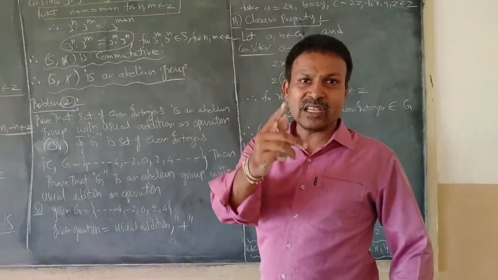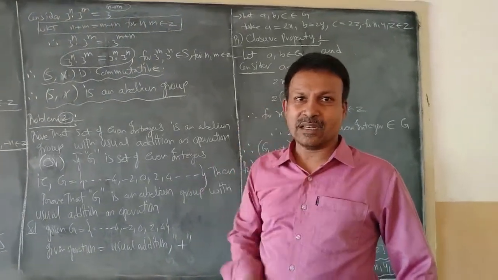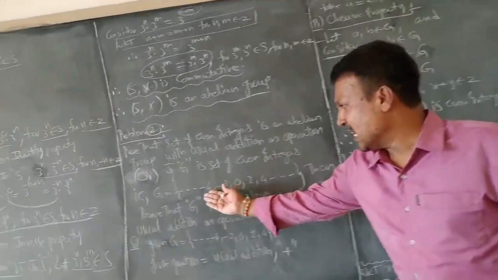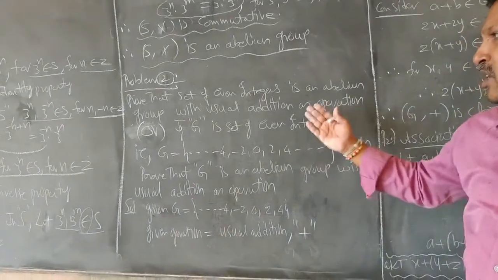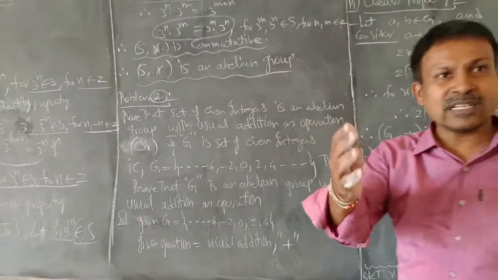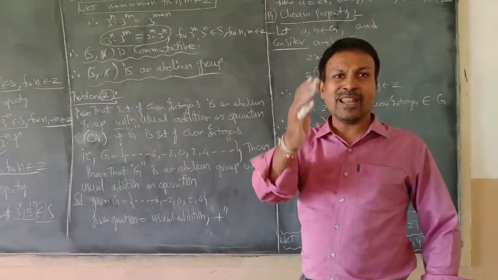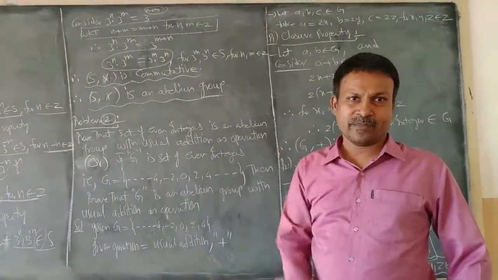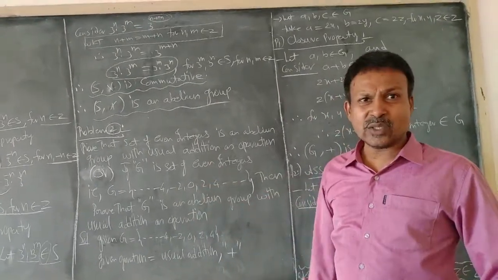One is the set G and the other is the operation. Here, the set G is even integers and the operation is usual addition. So, what is to be proved? We have to prove that the set of even integers is an abelian group with respect to addition. So, let us go into the solution part.